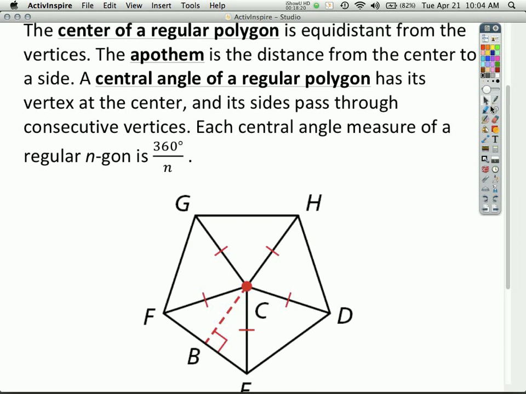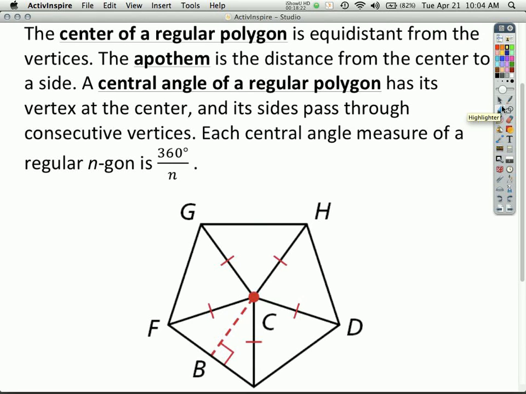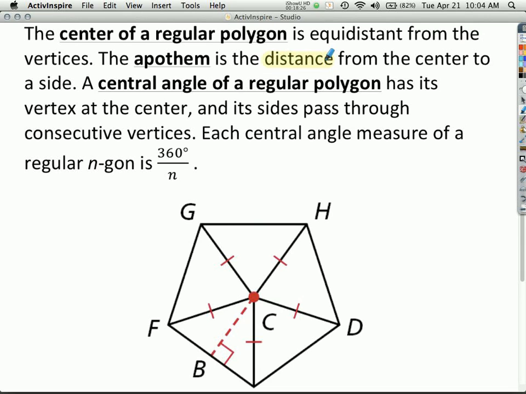This goes way back to the beginning of the year when we talked about the word distance. It doesn't say perpendicular distance. It doesn't have to. Distance is always perpendicular. So when we talk about the distance from the center of the circle to a side, we are implying the perpendicular distance. So you don't have to say perpendicular, but you must know it. So the apothem is always going to be perpendicular to a side, and it's the distance from the center to a side.